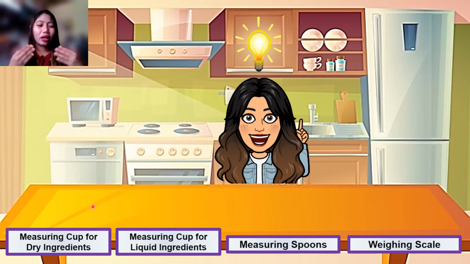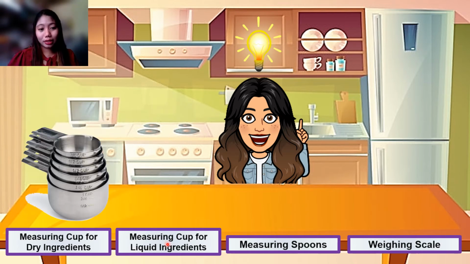So, can you imagine how these measuring tools look like? Okay, so let me show you. Measuring cup for dry ingredients looks like this. I know you are familiar with this because we have discussed this in module number 1. As you can see, measuring cup for dry ingredients. Dry ingredients, again, yung mga powder nating mga ingredients. So, yun yung mga sinusukat gamit ito.